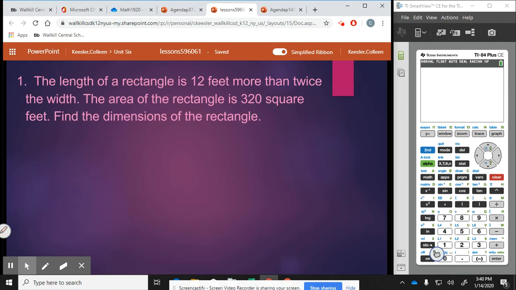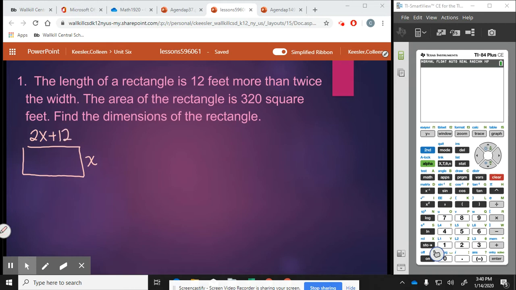So this is similar to when we did perimeter, but now we're talking about area. So let's draw a rectangle and label what we know. The length is 12 feet more than twice the width. So we don't know the width, so we're going to call that x. And the length is 12 feet more than twice that. So that's 2x plus 12.